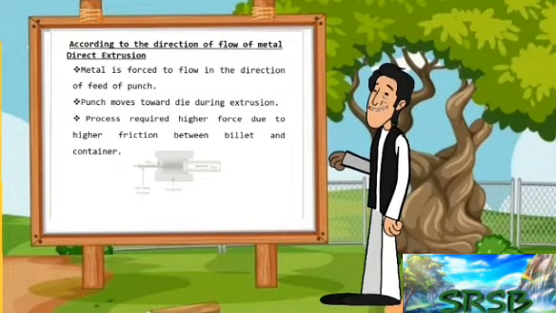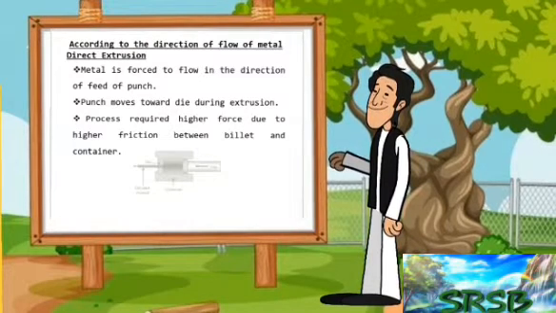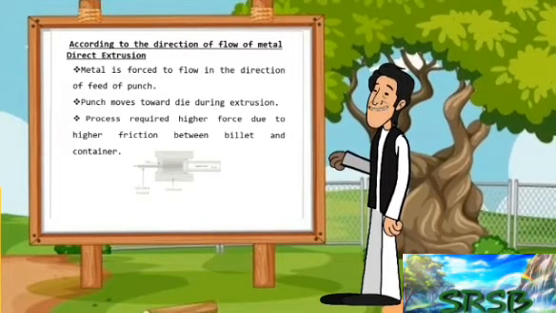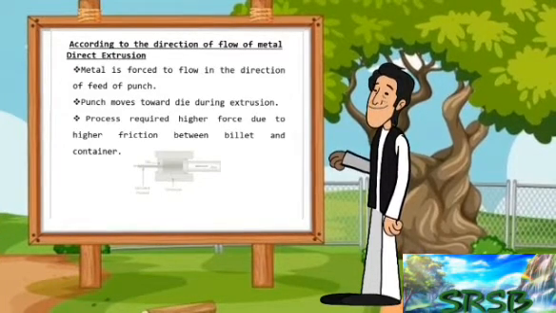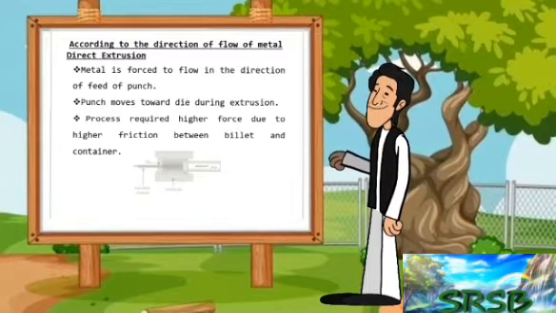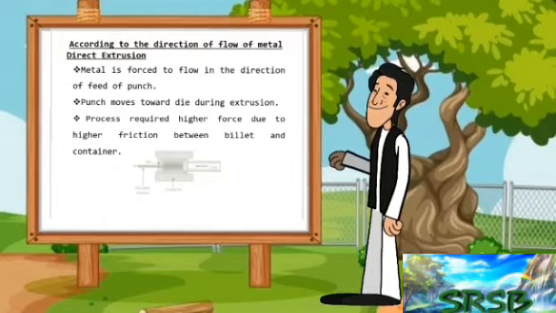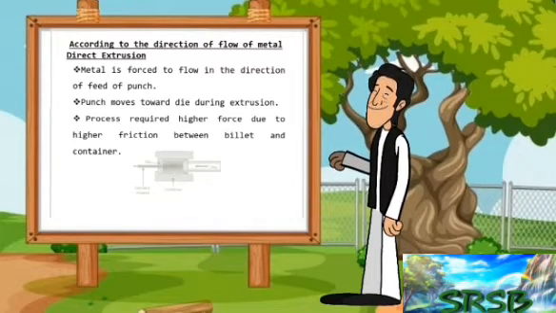Next, we will discuss the types of extrusion process. Here, the extrusion process is classified according to the direction of flow. In direct extrusion, metal is forced to flow in the direction of feed of the punch. The punch moves toward the die during extrusion, so the product and the punch go in the same direction. The process requires higher force due to higher friction between billet and container.